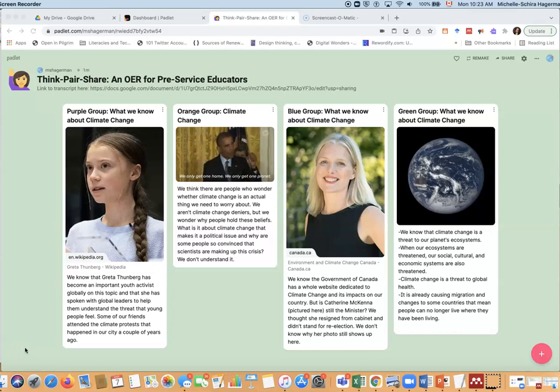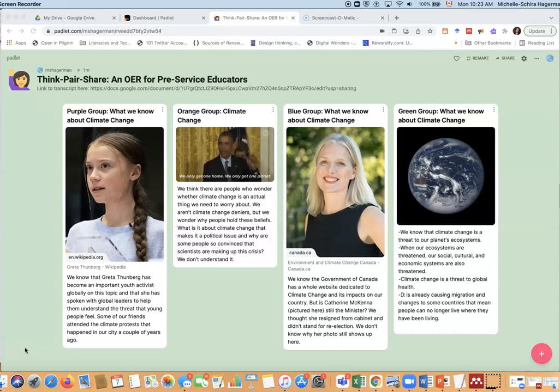Stage 1 is Think. This is the part of the activity that happens independently. It's when the teacher sets the conditions that allow the students to think by themselves, jot down what they already know on a topic, or just reflect on their understandings for a minute.